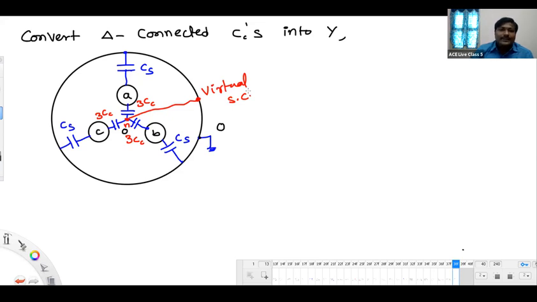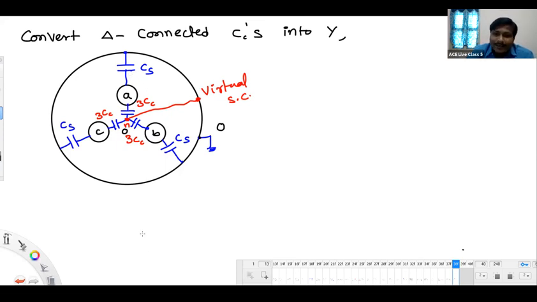A virtual short circuit is nothing but this: if two points have the same potential, we can join them together in the circuit, even though there is no physical contact. Electrically you can connect. Okay, now please tell me, how are these 3 CC and CS connected?